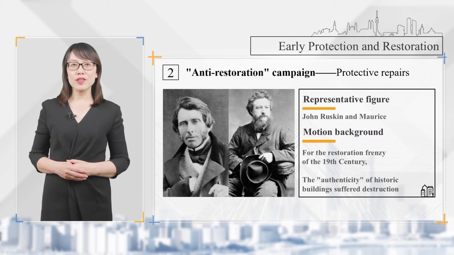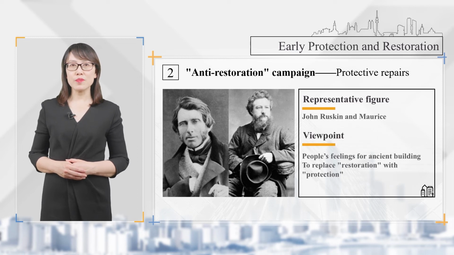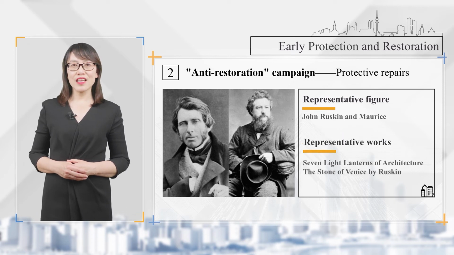That is the anti-restoration movement in Britain, also known as protective repairs. For them, it is proposed that protection be used instead of restoration. Ruskin is the initiator of the minimum intervention principle. He discusses his view of anti-restoration through his works, Seven Lamps of Architecture and The Stones of Venice, and advocates the replacement of irresponsible restoration by preservation, protection, and maintenance.